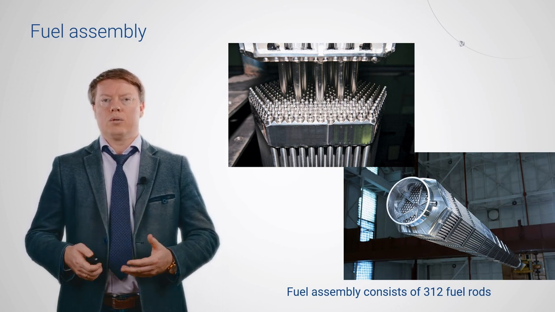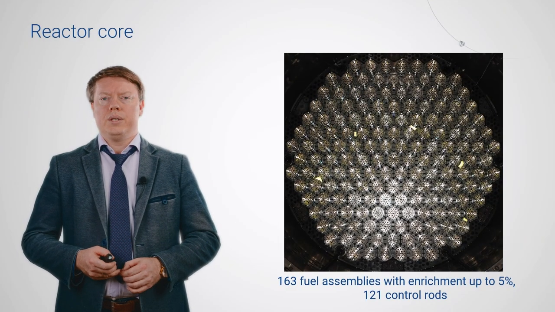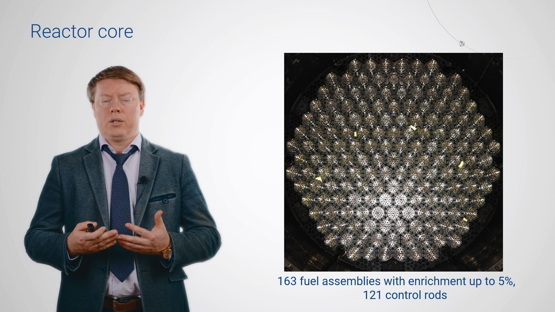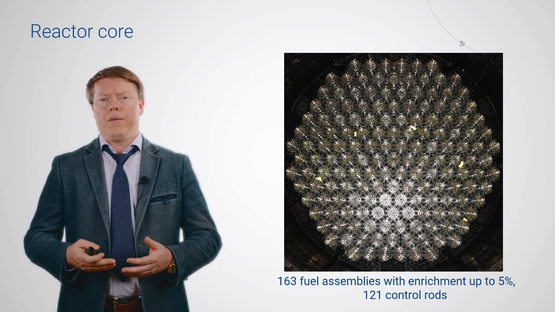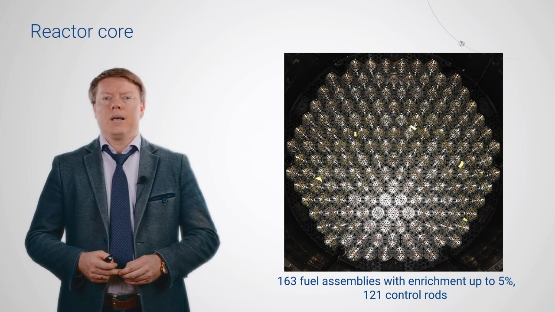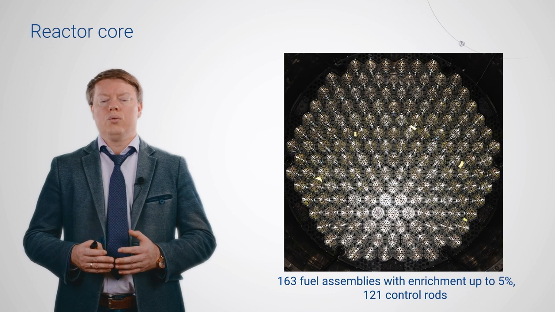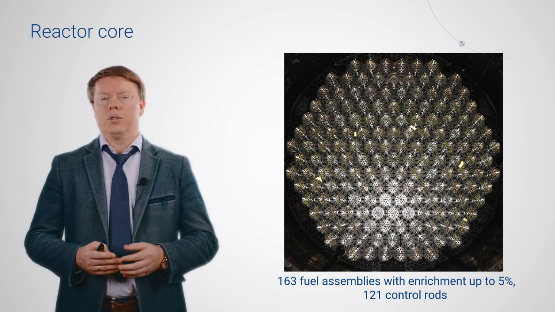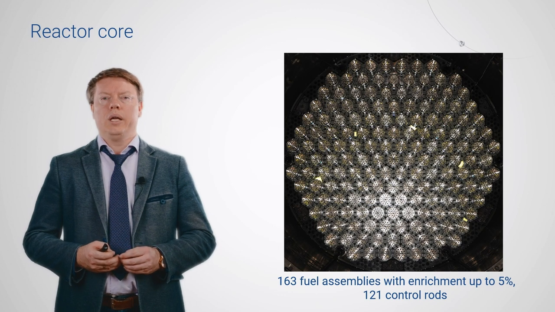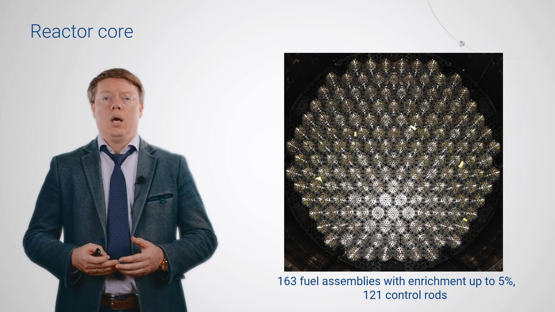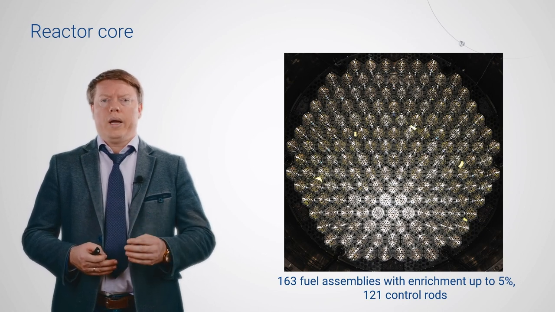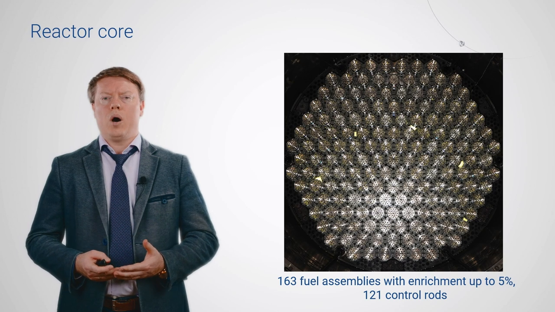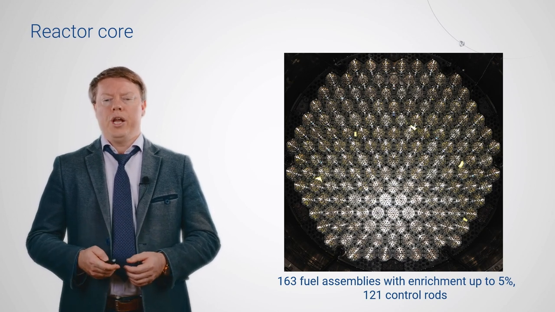In this picture and this slide, you may see what hexagonal fuel assemblies look like for the reactor types VVER 440, 1000, 1200. And inside the core, in operation, we use 163 fuel assemblies with enrichment up to 5% of isotope uranium-235, and approximately 121 control rods. Control rods are needed for us to stop and start the chain reaction. It's so important for the protection of nuclear power plants against the possibility of an increase and spread of the chain reaction.